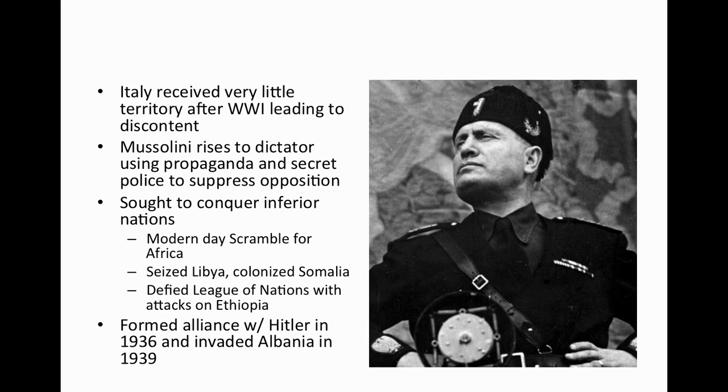Also, expansionism, another key factor here. Germany did the same thing. They went after inferior nations. It was like a modern-day scramble for Africa. Hitler went after Egypt and other parts of northern Africa. Italy went after Libya and colonized Somalia on the eastern coast of Africa. Both defied the League of Nations. That was the problem. The League of Nations that was set up after World War I was ineffective. They weren't able to stop this growing expansionism. And by 1936, Mussolini had formed an alliance with Hitler and then invades Albania, which is an Eastern European country. So another characteristic would be this military expansionism of fascist nations.